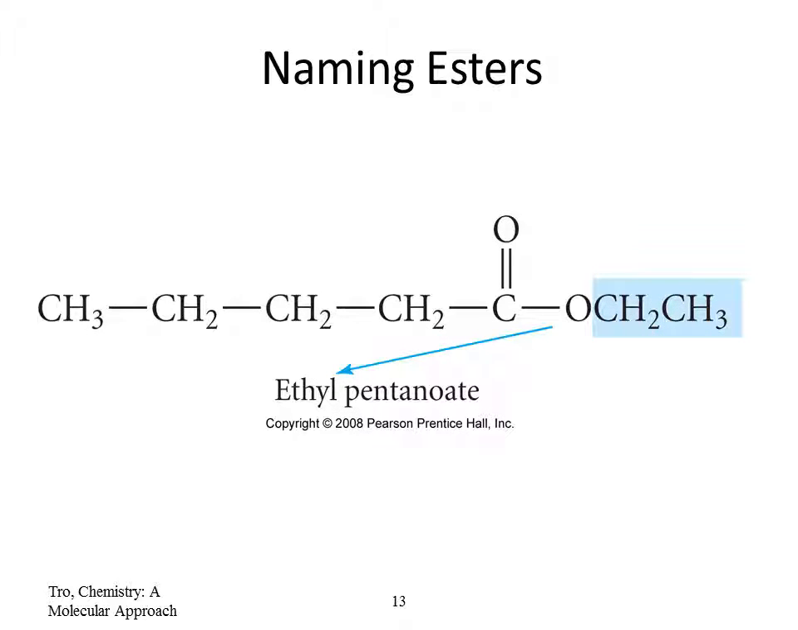Here you can see 2 carbons are coming. If it's 2 carbons, we know it's ethyl. So we put ethyl pentanoate. It becomes an ester now, because it's a reaction between acid and alcohol. They combine, and then the ester is formed, which gives a COO group.